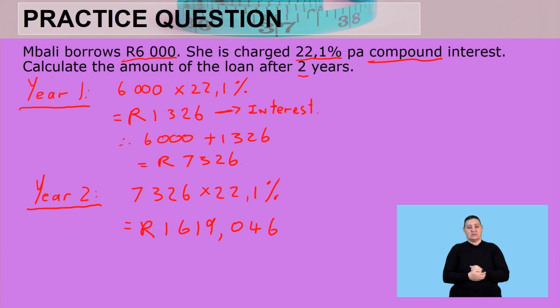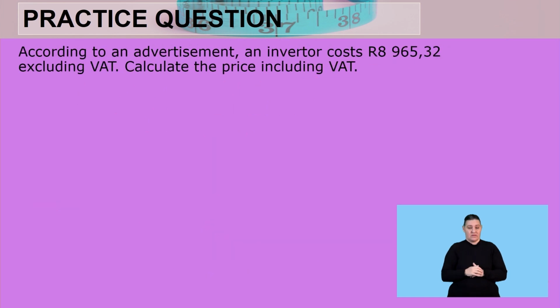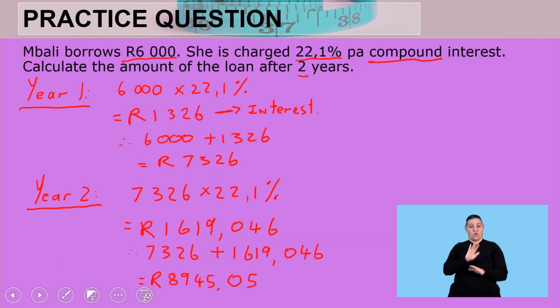So, therefore, 7,326 Rand plus the 1,619.046. This gives me 8,945.05. There we've rounded off to 2 decimal places because it's money. Nice work. Simple interest, compound interest in the bag.